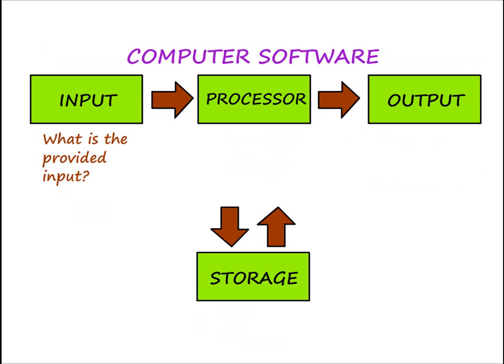In terms of computer software, we have those 4 same functions. And in planning for an application, we need to look at what are the things that are being provided for each of those. In terms of input, I want to know what is the provided input. What's the user going to give me to work with? Or what data am I going to have to be able to process? And then what's the desired output? What do we want this thing to generate?